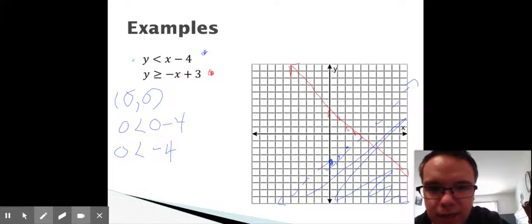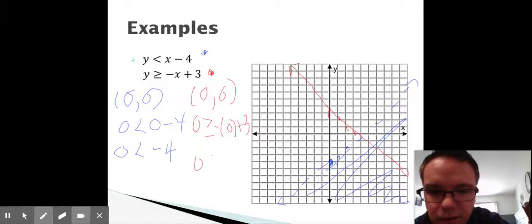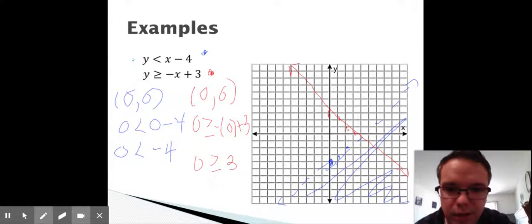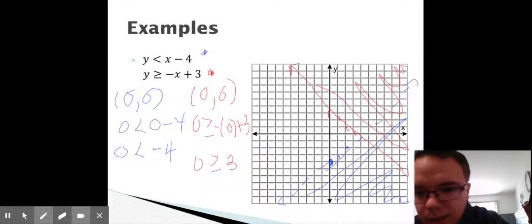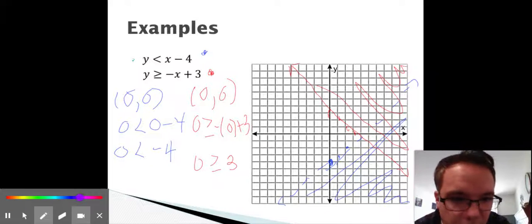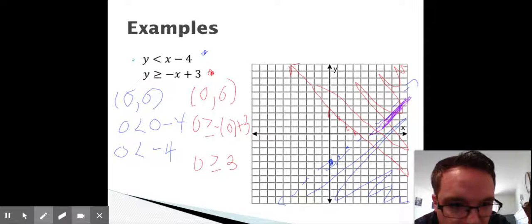And then if I test the point 0, 0, I get 0 is greater than or equal to 0 plus 3, or I get 0 is greater than or equal to 3. Is 0 greater than or equal to 3? No, it's not, so I'm going to shade away from 0. So where do these two inequalities overlap? Well, they overlap in this little triangle portion right here.